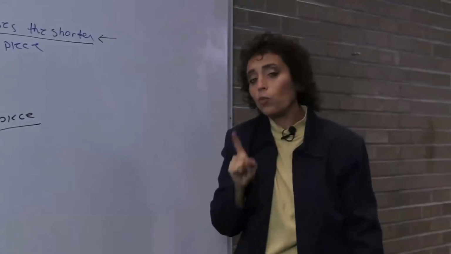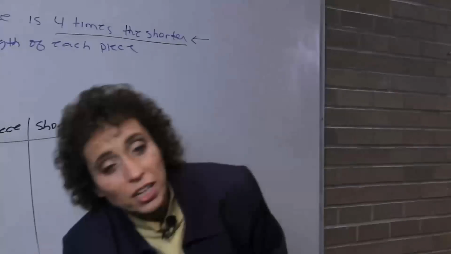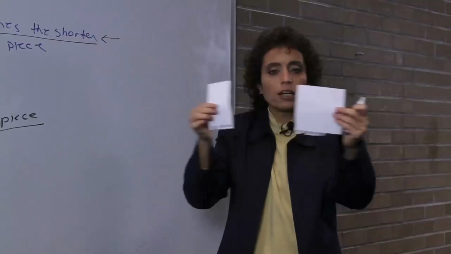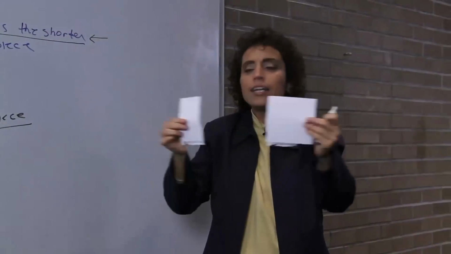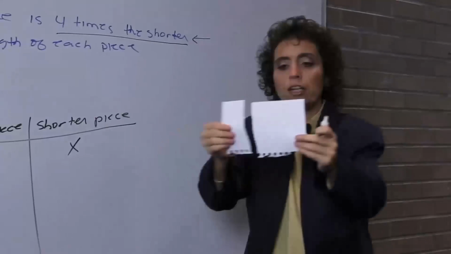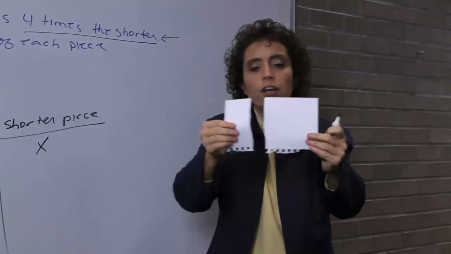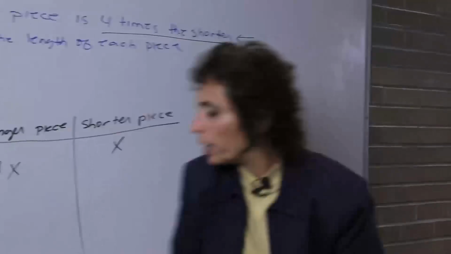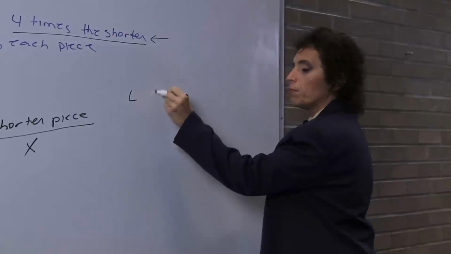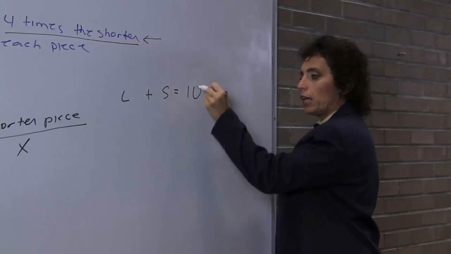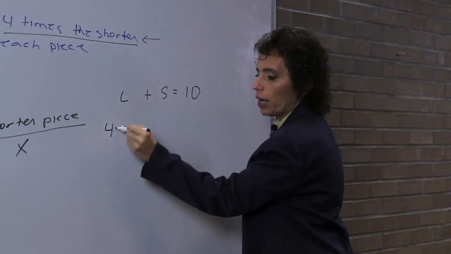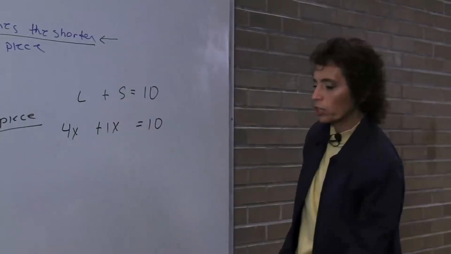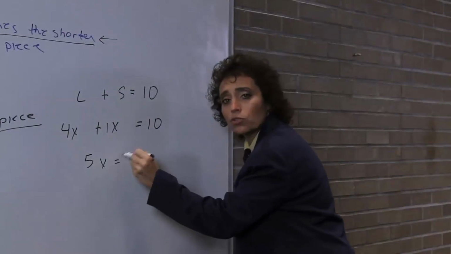Now, what do we know? This is the important part. Look, here's my 10-foot board. I cut it in half. I know that the longer piece plus the shorter piece is that 10 foot again. This was 10 foot. I took them apart, and it's 10 foot when I put them back together. So I know the longer plus the shorter is 10. So it's 4x plus x equals 10. Put a 1 here. 4x plus 1x is 5x equals 10.